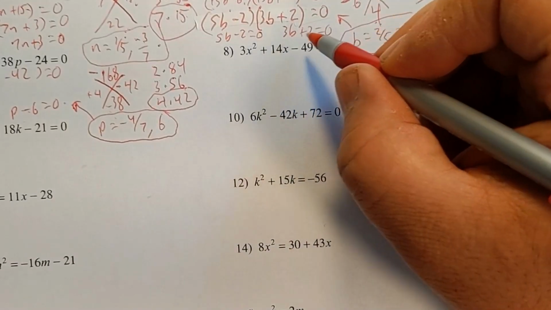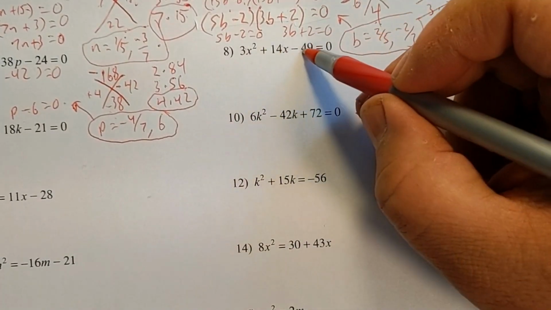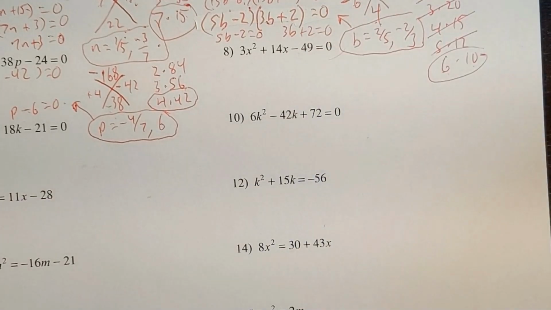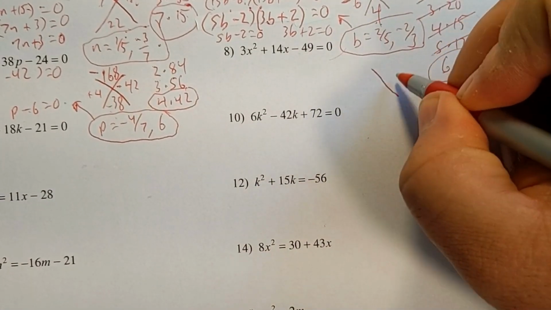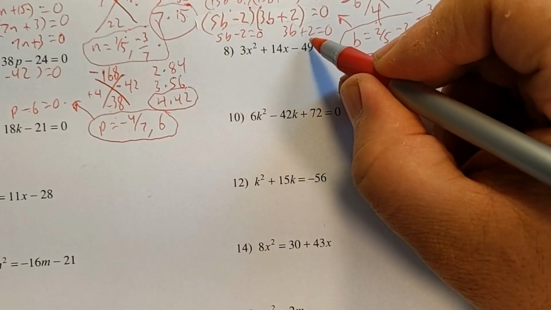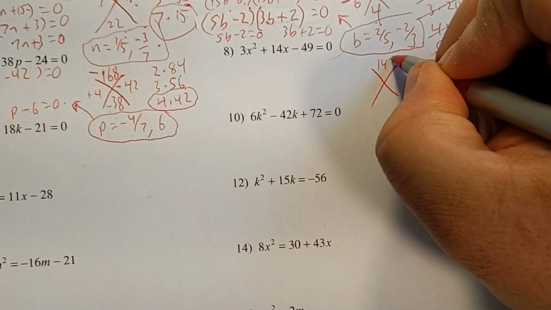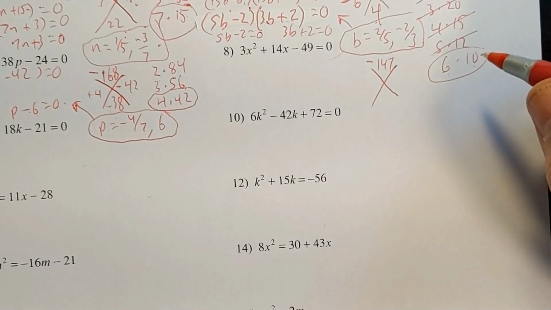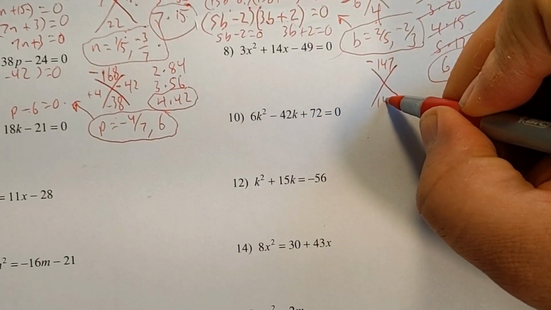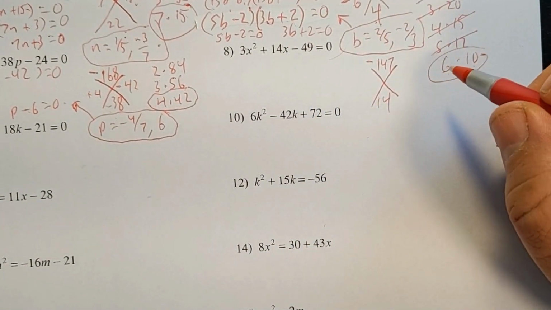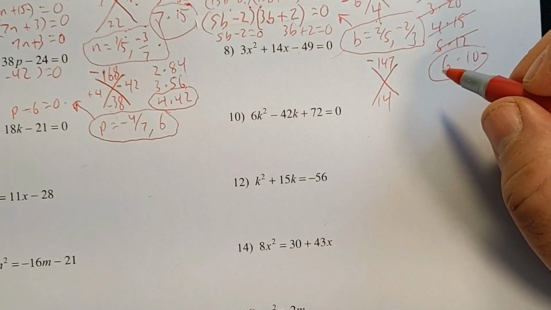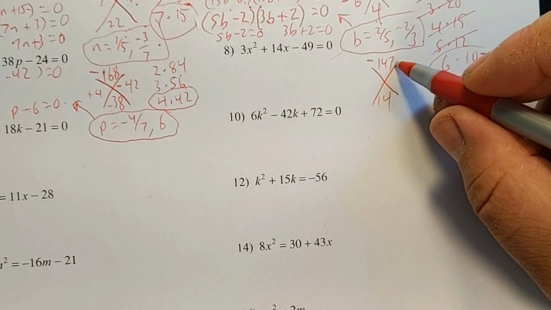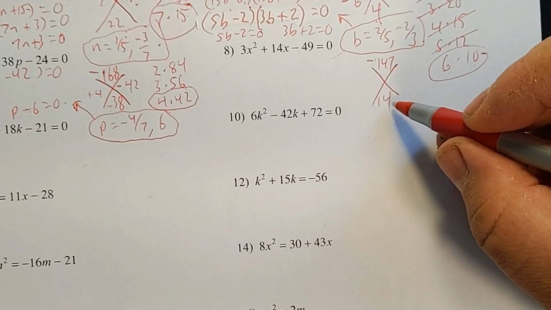For number 8, 3, 14, and 49 is in the correct order. 0 is by itself. So that means we're going to fill out our x. 3 times 49 is 147. It was a positive 3 and a negative 49, so it's a negative 147. 14, the b value comes down to the bottom. And then we're going to have to find the factors of 147 that subtract and make a 14.